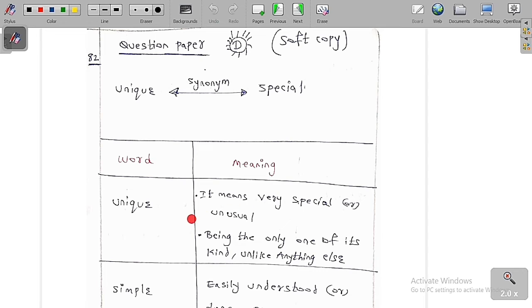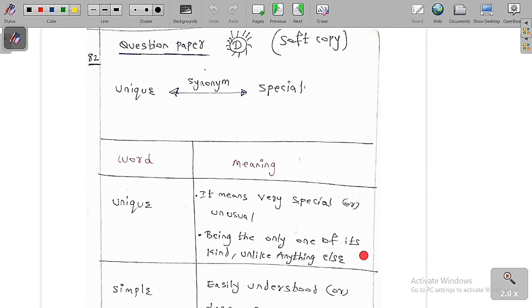Unique means very special or unusual. We can say unique means someone is very special in their activity, or something is not usual, or simply unusual. Similarly, being the only one of its kind, unlike anything else, means something which is very special. It's very unique in its characteristics. It is not like others, not like anything else. It is called unique.